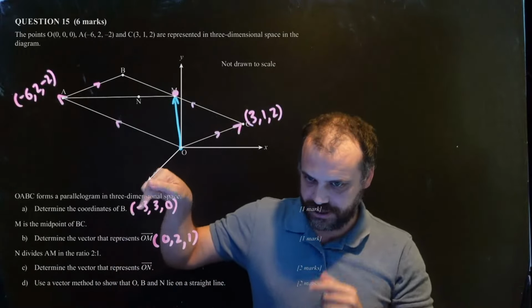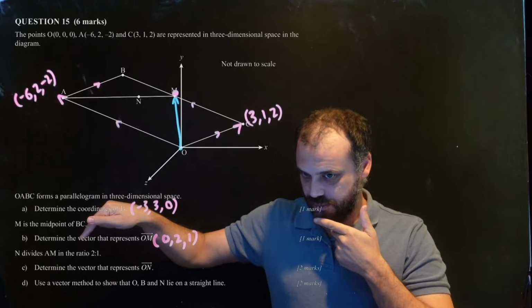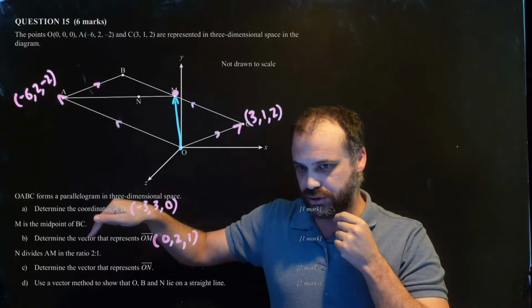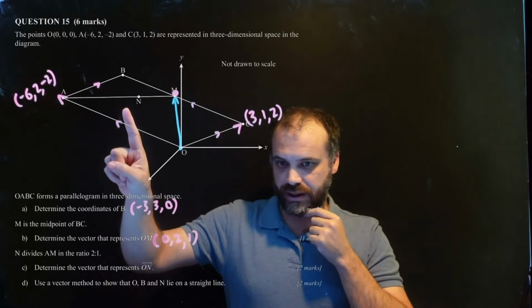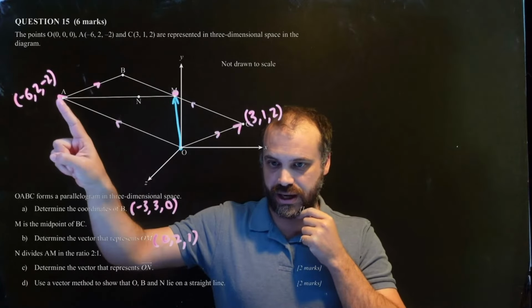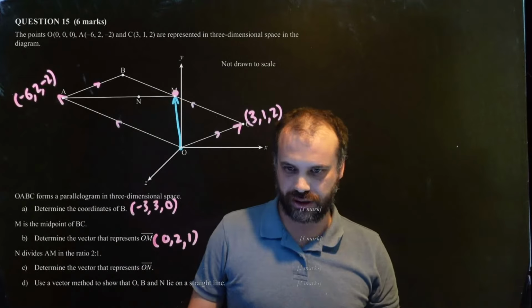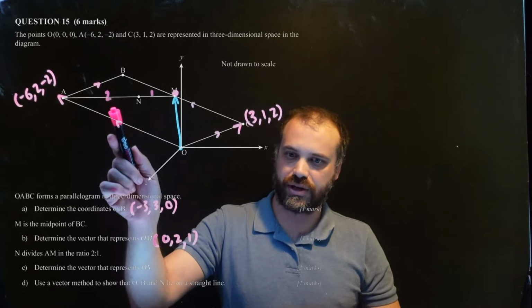Okay, so part C. Part C starts here with the statement, N divides AM in the ratio 2 to 1. Okay, N divides A and M in the ratio 2 to 1. All right, let me just write that in. It's a very non-standard thing for me to do here.